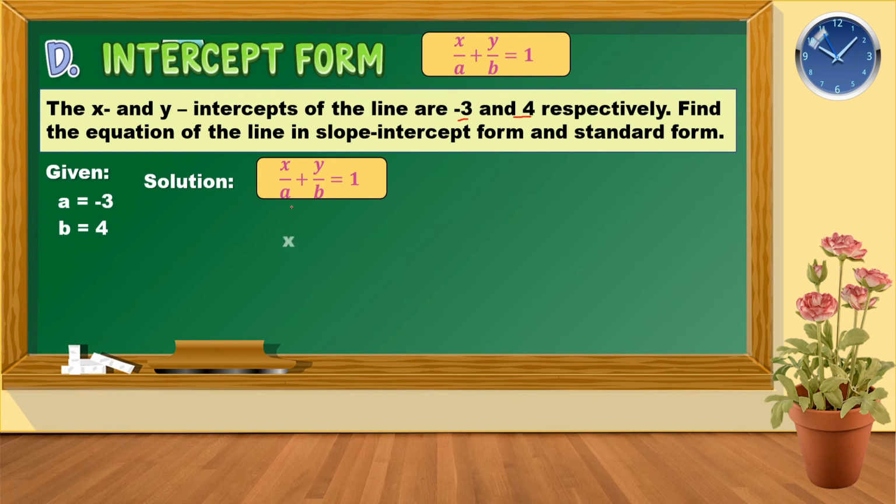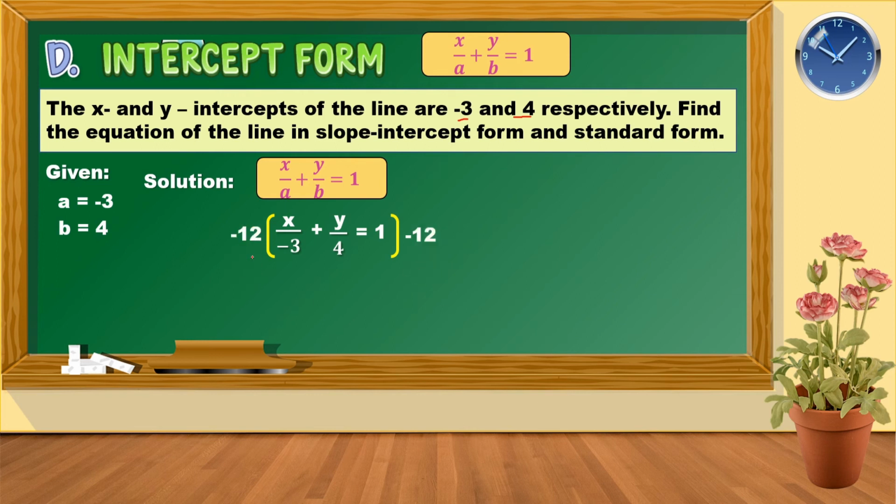We have x over a. And the value of a here is negative 3. So magiging x over negative 3 plus y over b. Ang value ng b is 4. So y over 4 equals 1. Okay, now, let us remove the denominator. And how do we remove the denominator? So, for us to remove that, we will get the LCD. Okay, and the LCD of the 2 is negative 12.